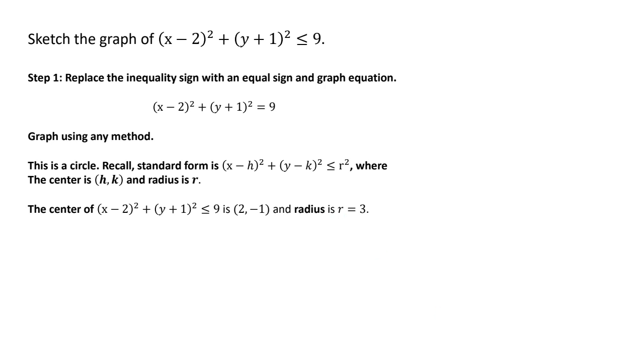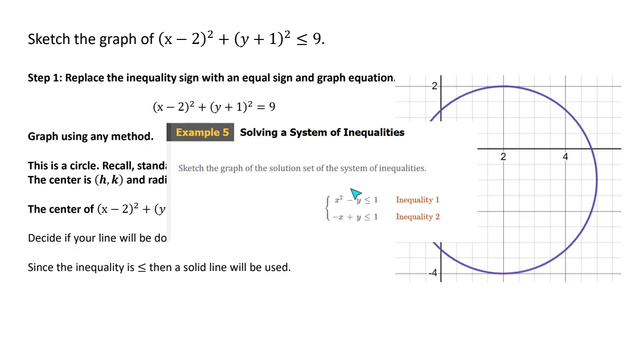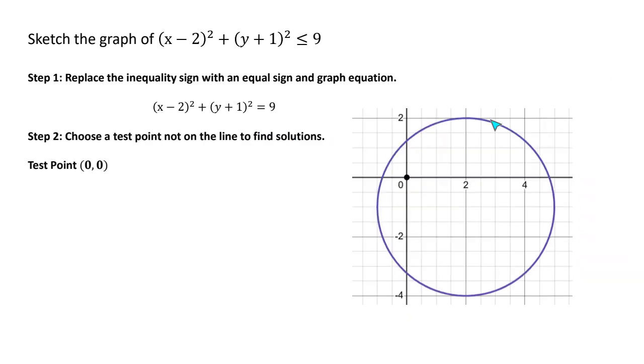So if we plot that and graph it, here we would have our circle. We have our center, and then we use the radius to go up 3, to the right 3, to the left 3, and then down 3. Now, since we're using an inequality sign that includes equality, we want to use a solid line. Okay, and so here's a better picture of the circle.